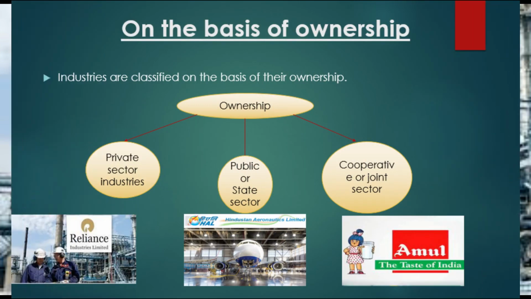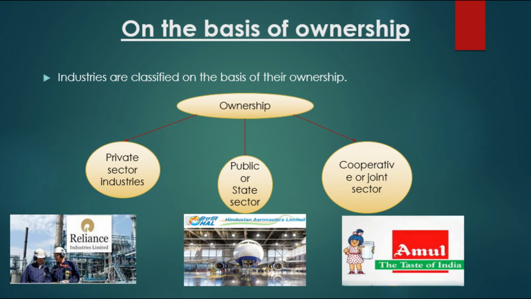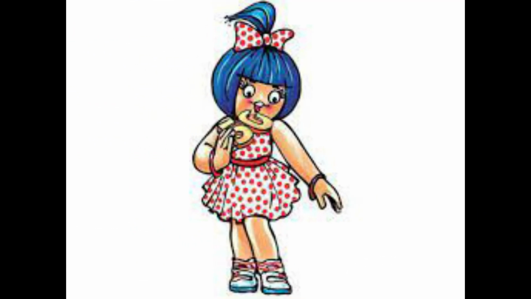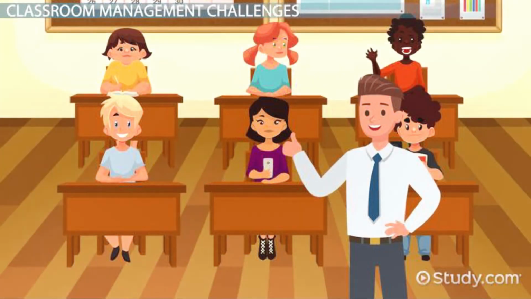While the public sector industries are completely under the control of the government, the cooperative sector industries are owned by the producers or suppliers of the raw material, workers, or both. Amul is its example. Yes, you are right. Amul milk, the Amul of India. Utterly butterly delicious. So, this was it.